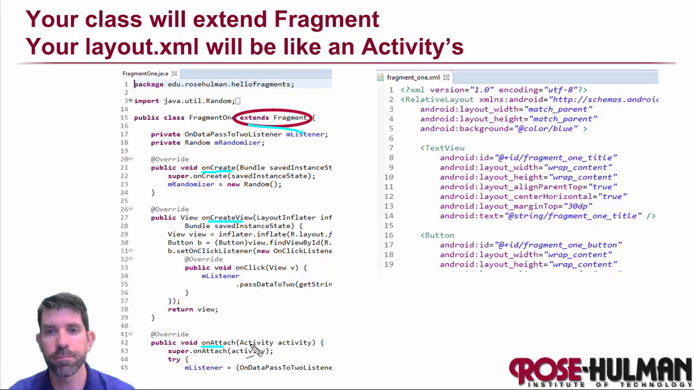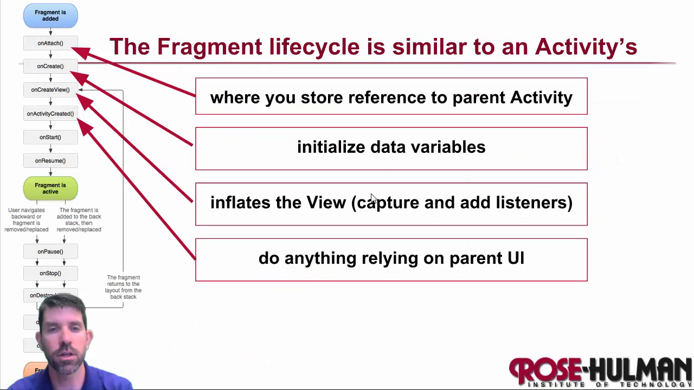onAttach is another one. The layout is going to be just like in activities. For each one we just had a relative layout with a text view and a button and so on. You saw that in the sample app. Not too complicated. So let's take a look at the life cycle here.